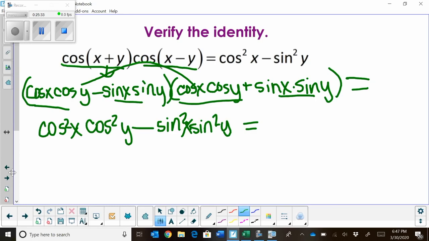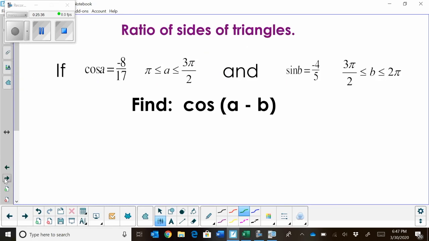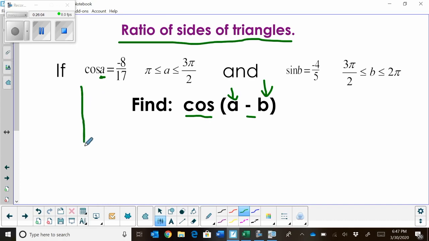So we're going to come back and visit this in a minute. Okay, so what's the ratio of two sides of triangles? What we're going to do here is find the cosine of the difference of two angles. When we find the cosine of the difference of two angles, we have to have these angles represented somehow. So we've got an angle A, we have a ratio provided, and we also have a quadrant provided. So we're going to draw this triangle in this quadrant.